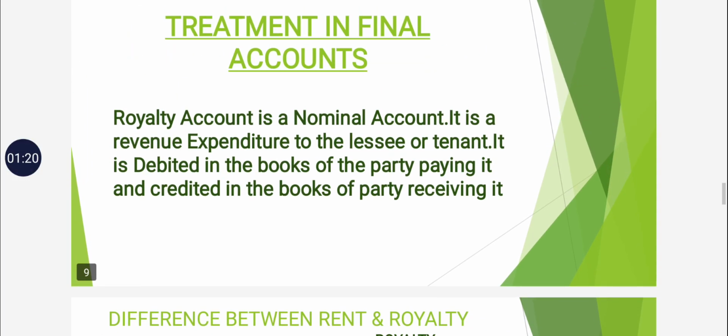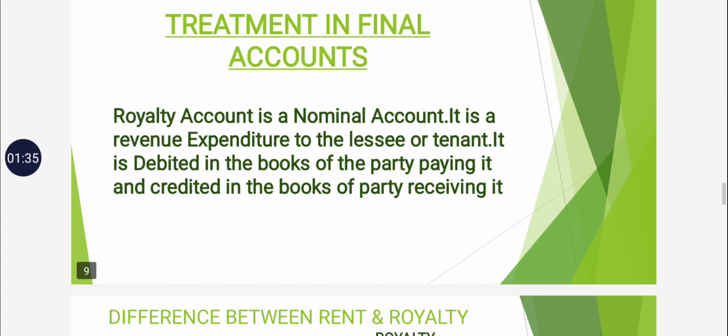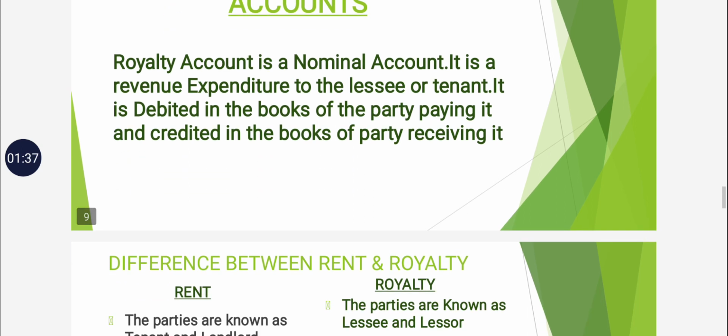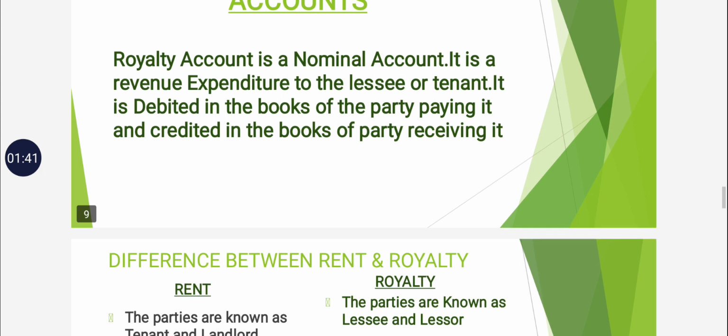Now let's see how to treat it in final accounts. As royalty is a nominal account, it is a revenue expenditure to the lessee or tenant, and it is required to be debited in the books of the party who is paying it and credited in the books of the party who is receiving it. So credit in the books of the party receiving it and debit in the books of the party who is paying it. Okay.